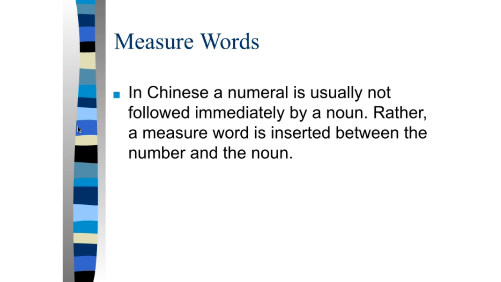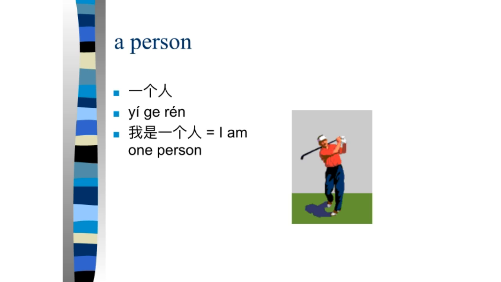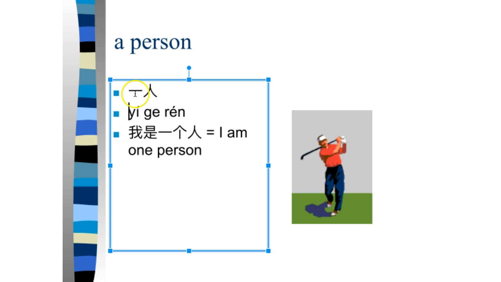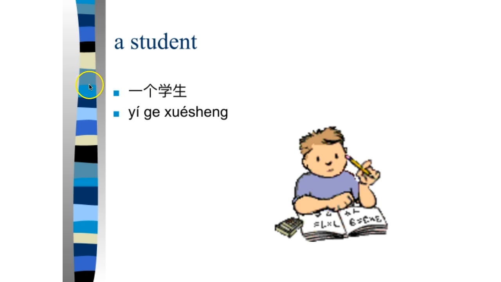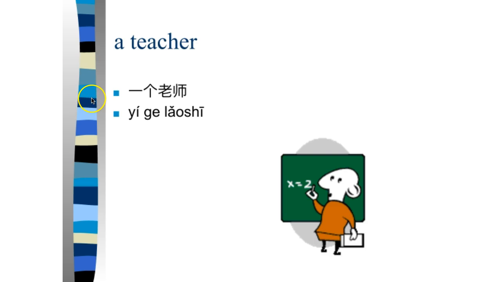So if I want to say I have one mother, I must say 我有一个妈妈. How do I say a person? Well, I would say 一个人. If I say 一人, that's wrong. I must say 一个人. The measure word must be there. A student. 一个学生. A teacher. 一个老师. Right, one teacher.